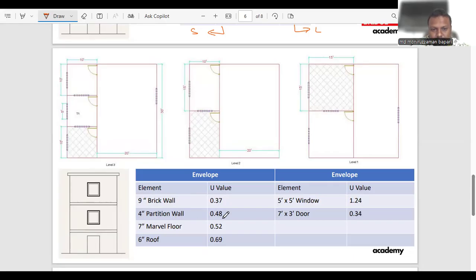For a 4-inch partition wall it is 0.48. The unit is BTU per hour per degree Fahrenheit per square feet. It is in IP unit. So for marble floor, 7-inch marble floor, we got 0.52. For 6-inch roof, we got 0.69. And for window, we have 1.24 U value, and for door, we have 0.34. So we need to find out the U value of each and every construction material.